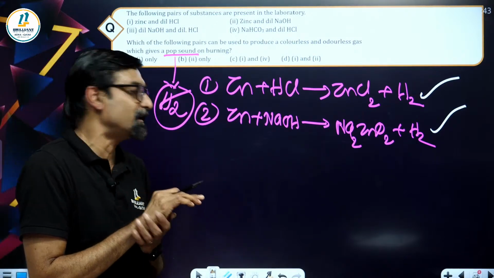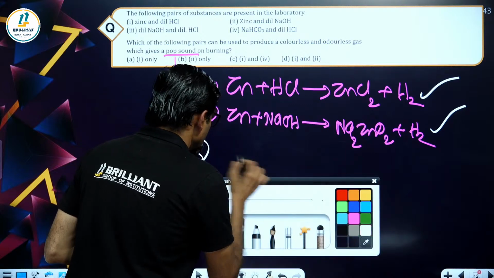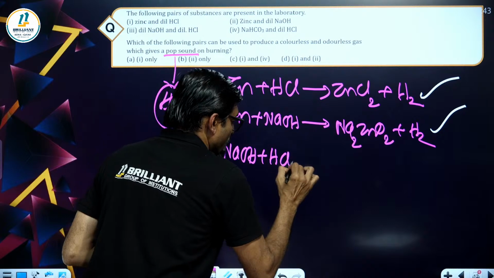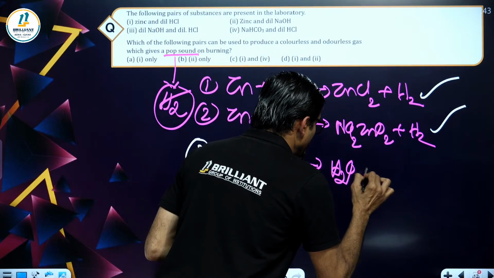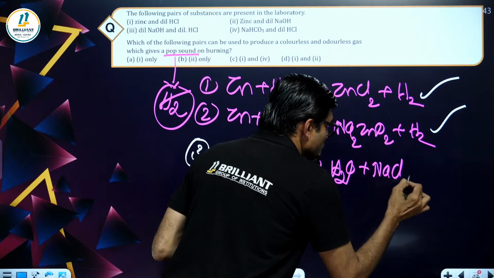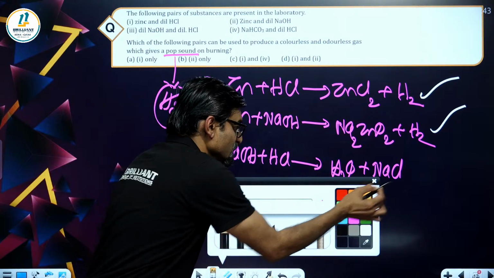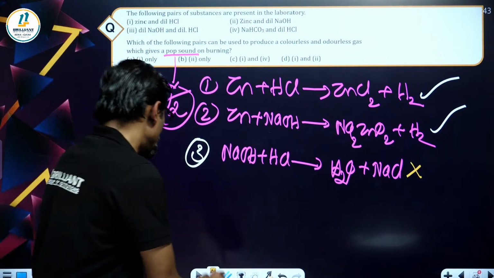NaOH plus HCl. What do you get here? We get H2O and NaCl. Neutralization reaction. So this is not giving you hydrogen, so we will strike it off. What is the fourth option?